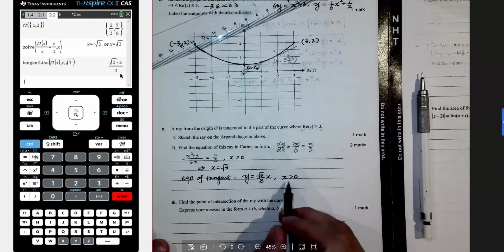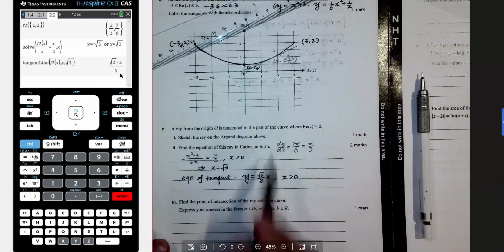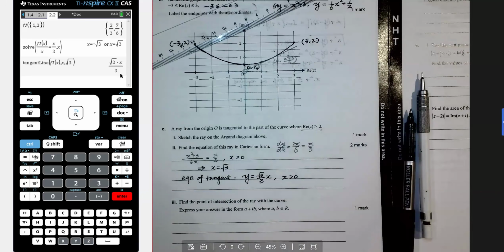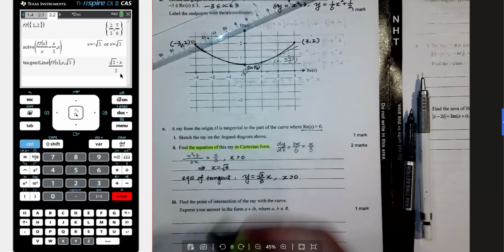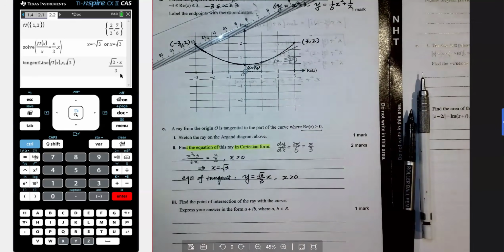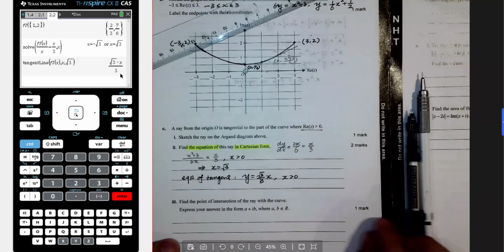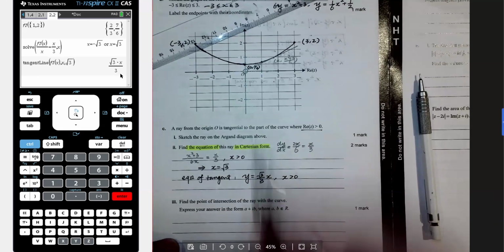Because this is right, starting from the origin, I put x greater than 0. The question only says find the equation of this ray in Cartesian form. It doesn't specify domain. Maybe I can leave off the domain, but I'll leave it like that. It's definitely true, x greater than 0. And I find the point of intersection of the ray with the curve. Express your answer in the form a + bi, where a and b are real numbers.